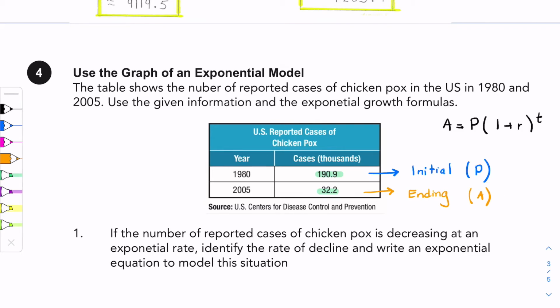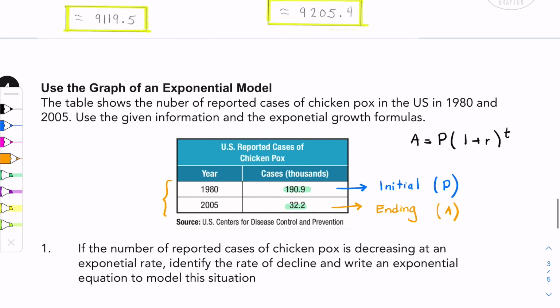We also know the time it takes from the initial amount to get to the ending amount, so the time it takes from the population of cases to start to the time that it ends, is found right here in the table. And this is found by subtracting 2005 minus 1980. And the solution here would be 25 years. So the time is 25.